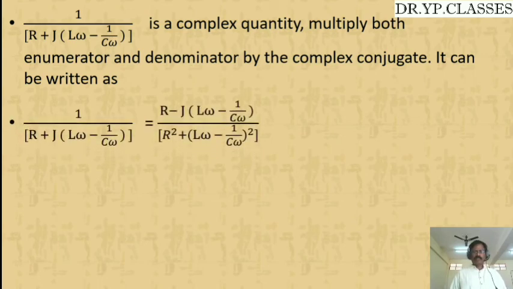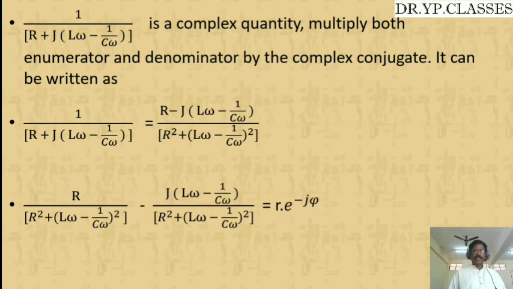1 by r plus j into L omega minus 1 over c omega is equal to, if you multiply this, you get complex conjugate. The quantity is r plus j into L omega minus 1 over c omega. Complex conjugate is r minus j into L omega minus 1 over c omega. Okay, if you multiply on both sides, you get r into r minus j into L omega minus 1 over c omega, divided by r square plus j square, cancelled, j square minus of minus becomes plus, therefore L omega minus 1 over c omega square.